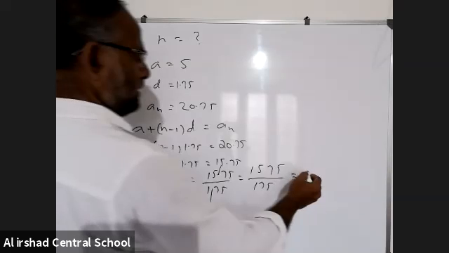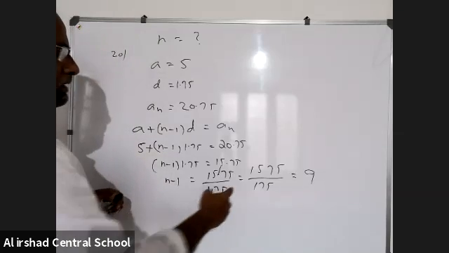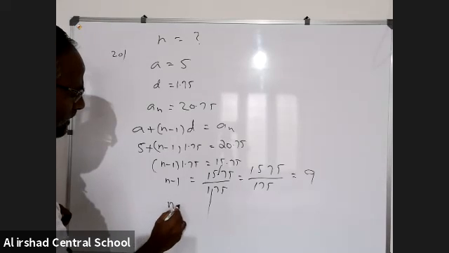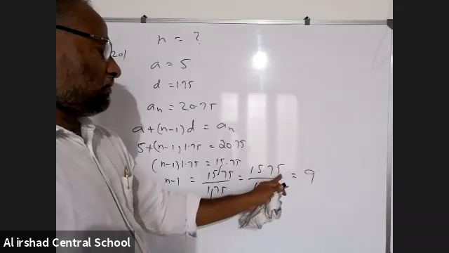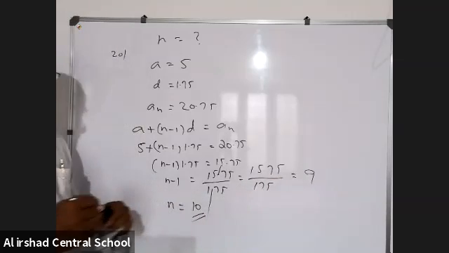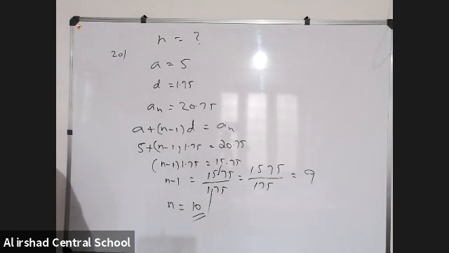No, sir, 9. N minus 1 is 9, so N is equal to 10. Because 175 into 9 is 1575, and N is 1 more than that, so N is equal to 10. Okay, good.